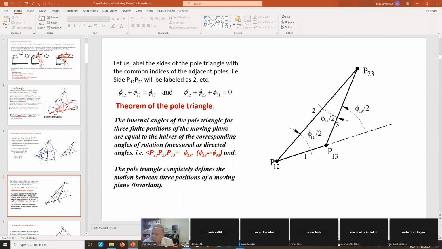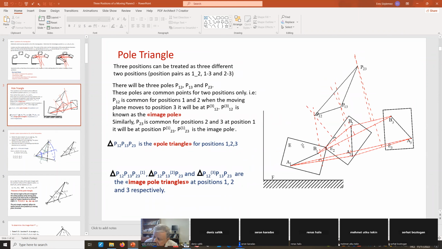The reason why we are using the pole triangle is I can select any 2 points A, B on the moving body, and you can select any 2 points on this body. They may look different. But no matter who selects those points, if these 3 positions are the same, you always end up with the same pole triangle.